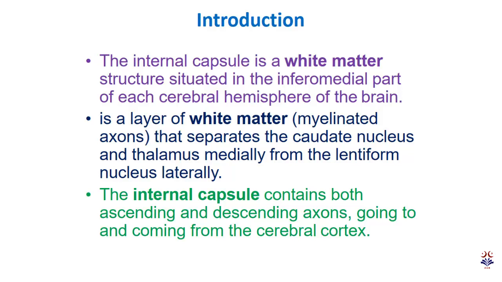So we see that the internal capsule is actually a bundle of white matter, or bundle of white fibers, and these fibers or axons are ascending as well as descending. They are going to the cerebral cortex, and they are coming from the cerebral cortex to different areas of the body.